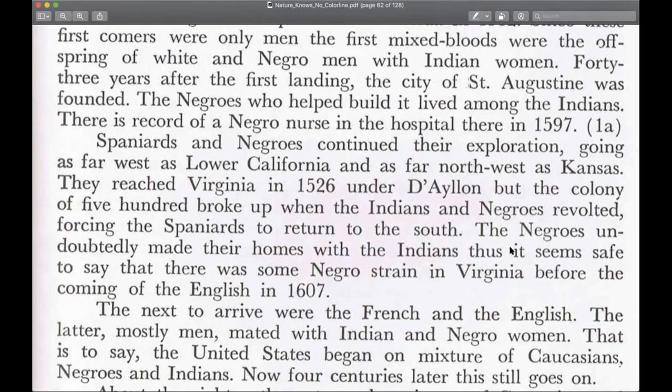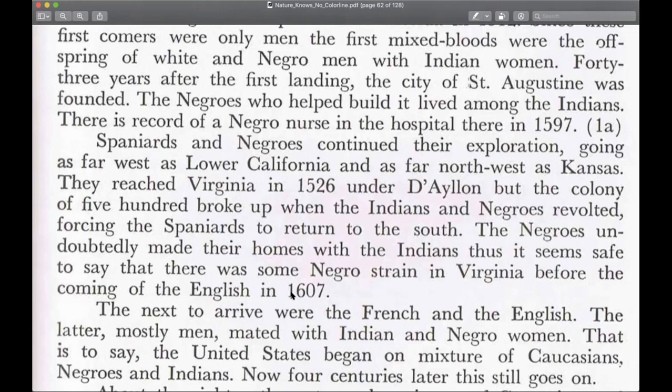They stayed behind and made their homes with the local Indians. Thus, it seems safe to say that there was some Negro strain in Virginia before the coming of the English in 1607, all right? And before 1619. The whole history you've learned is a lie.